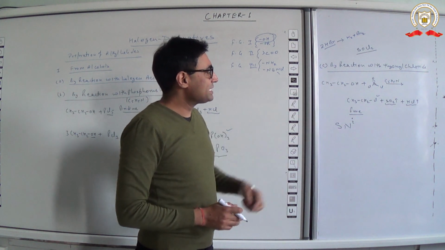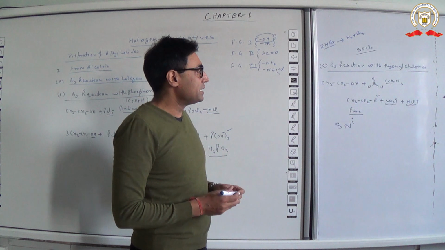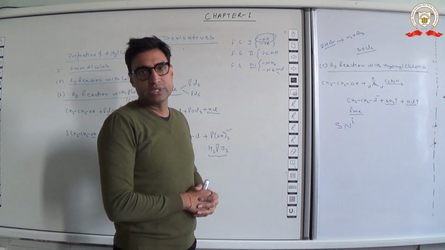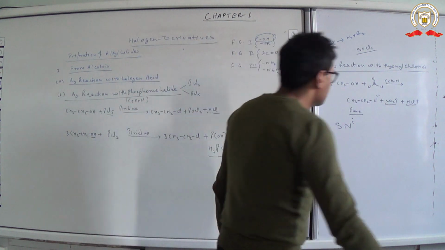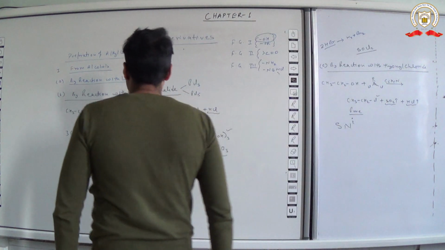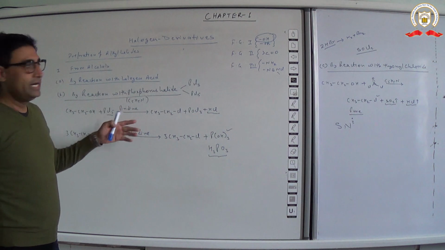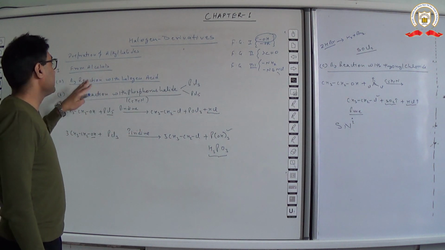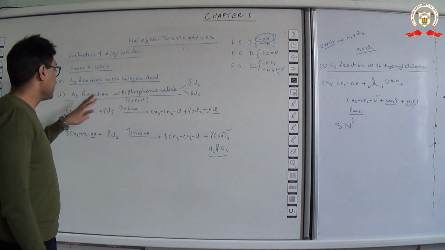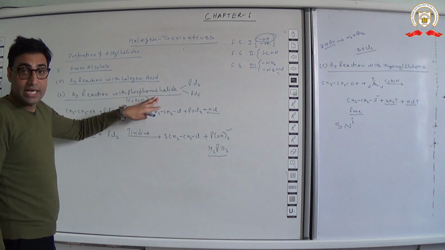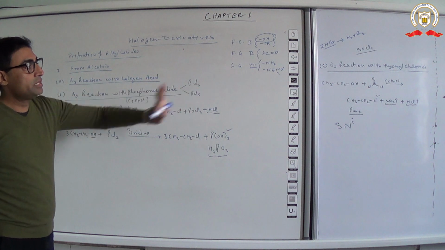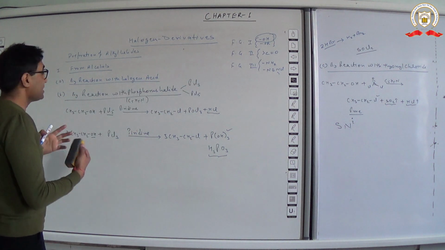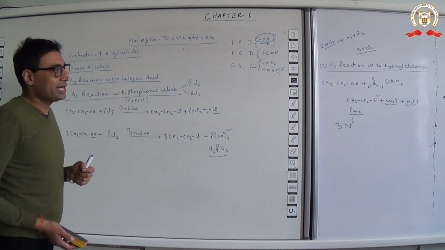So this is SN-i, nucleophilic substitution internal, and you will get your alkyl halide in the pure state. That is the main advantage of using this method. So this is all about methods of preparation of alkyl halide from alcohols. In that, we did reaction with halogen acid, with phosphorus trihalide and pentahalide, and with thionyl chloride.